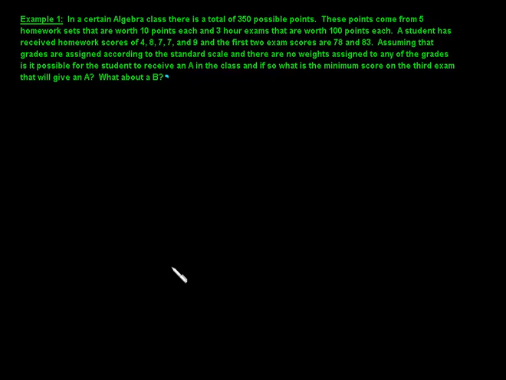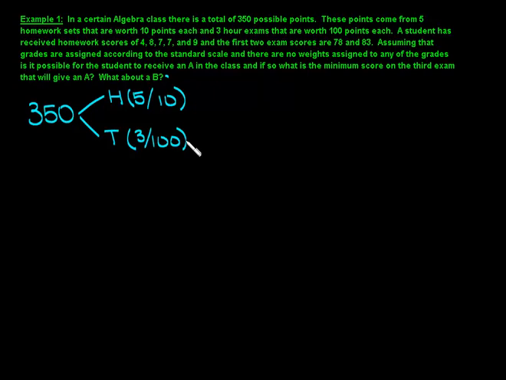In the first word problem, they say in a certain algebra class, there's a total of 350 possible points. These points come from 5 homework sets that are worth 10 points each and 3 final exams that are worth 100 points each. A student has received, so let's just write down what they've told us so far. So basically there's 350 total points in the class, and they come from homeworks and tests. And there are 5 homeworks, each is worth 10 points. Okay, and there are 3 tests, each is worth 100 points.